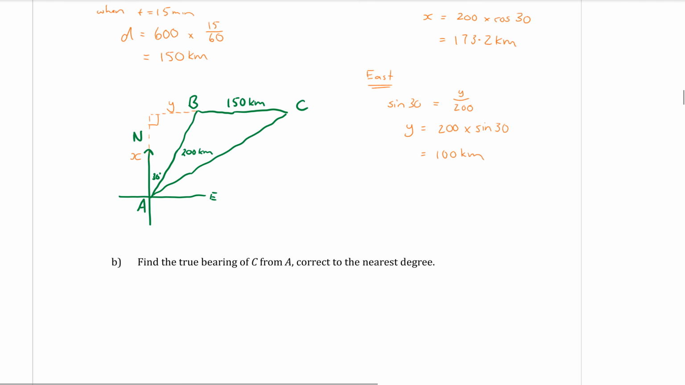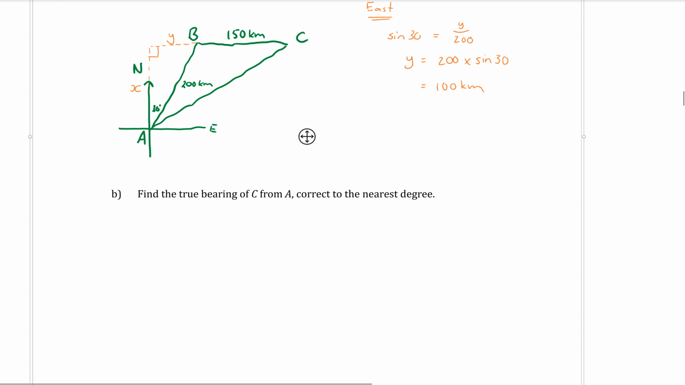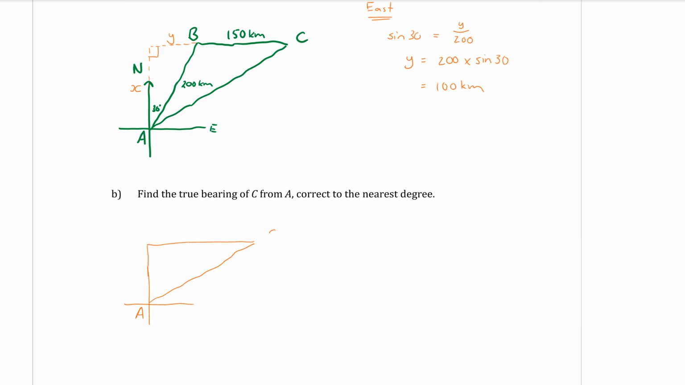Okay, so part B here says find the true bearing of C from A correct to the nearest degree. So that is, if I just draw one triangle to represent that, here is my compass. I'm going to have my one distance. Actually, I want that to be a bit flatter. I'm at A at the center of that compass, and I want the bearing to C. So I'm going to be trying to find that angle in there, because that's the bearing from the north going around to the line going out to C.